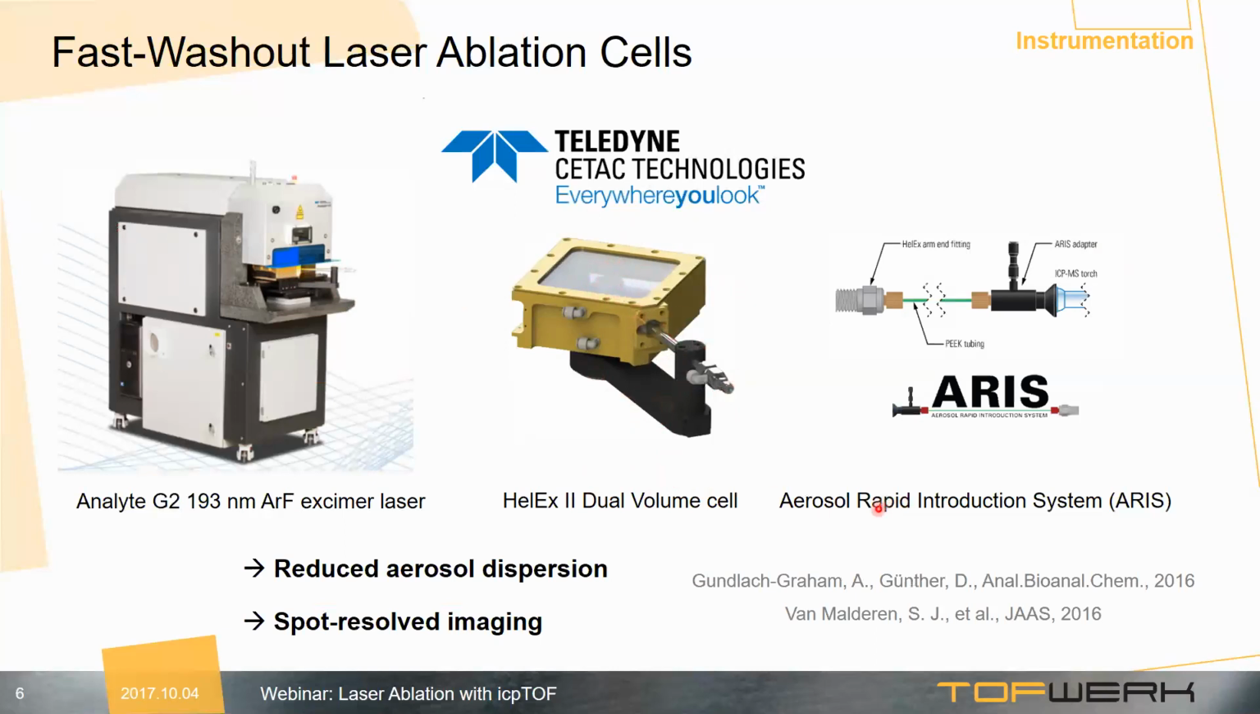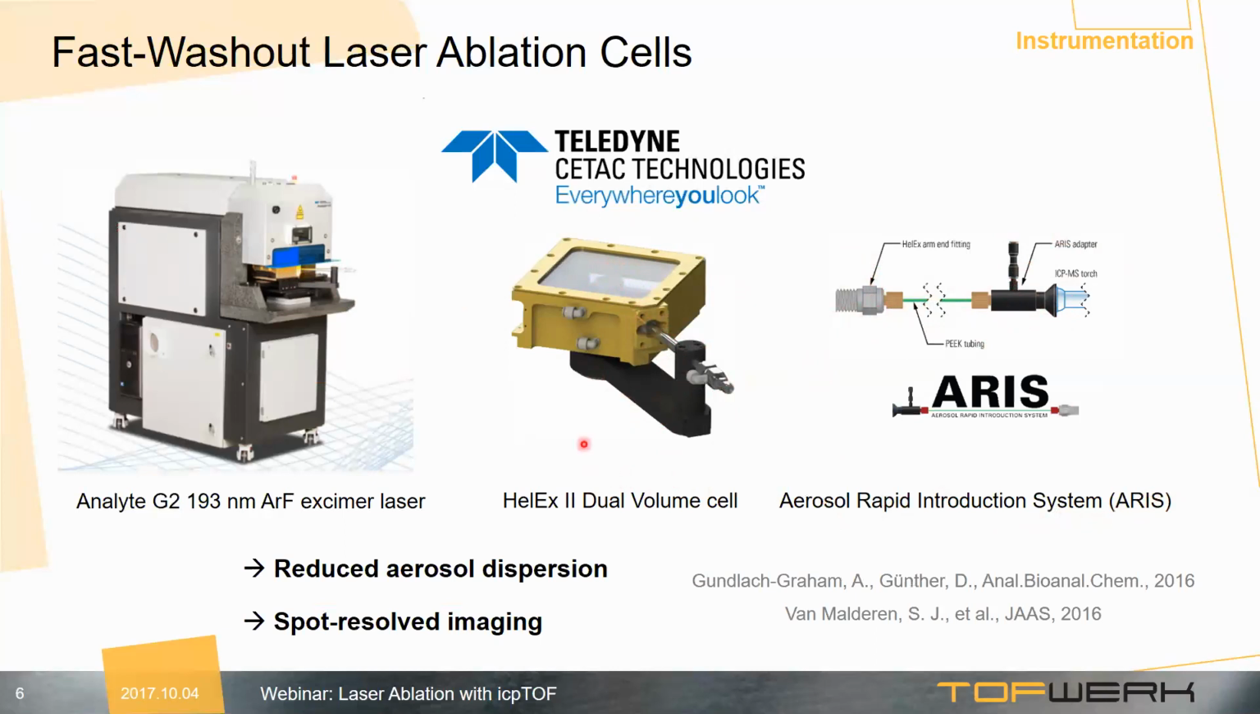And it is also equipped with this aerosol rapid introduction system, ARIS in short. And here you can see that the tubing is thinner than in conventional systems. So by reducing the inner diameter of this tubing, you can already speed up the aerosol transport. And then you can also mix in extra argon here, which also speeds up the aerosol transport into the ICP.